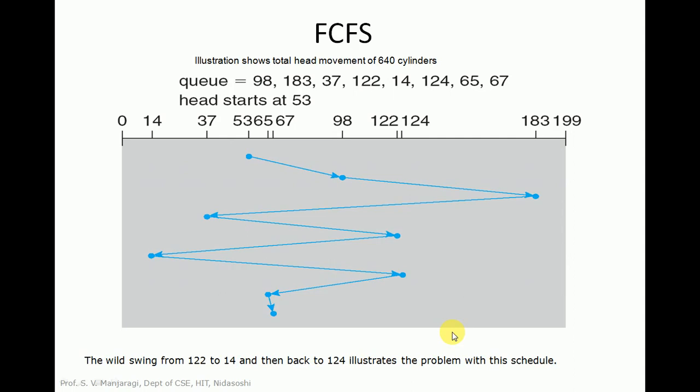Now let us see the different scheduling algorithms. The first one is FCFS. FCFS stands for first come first served algorithm. In this algorithm, the IO request which is made first will be served first. That is what FCFS is. This illustration shows a total head movement of 640 cylinders.